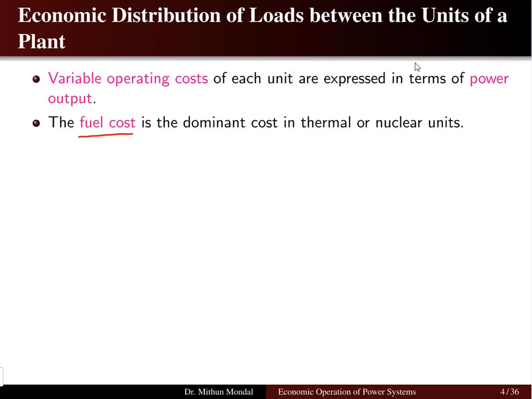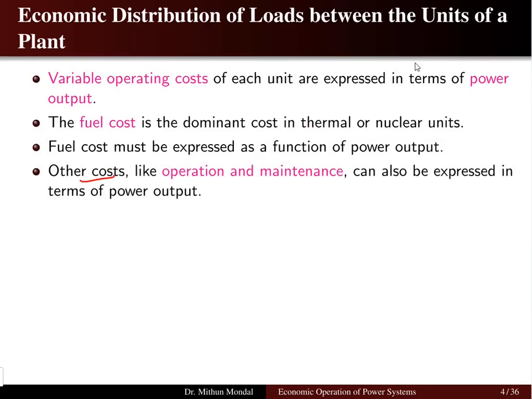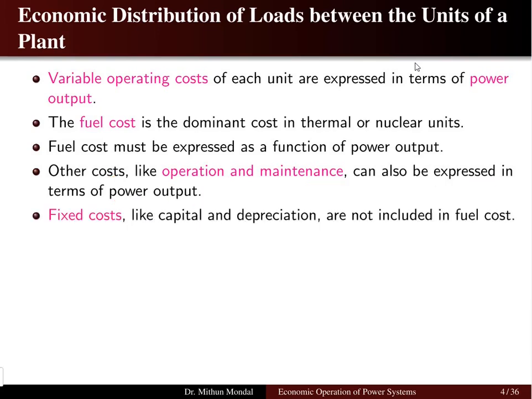The fuel cost is the dominant cost in a thermal or nuclear unit. Fuel cost must be expressed as a function of power output. So power output and fuel cost must be related with a function. Other costs like the operation cost or the maintenance cost can also be expressed in terms of power output. Fixed costs, which are the capital cost and depreciation, are not included in the fuel cost, because the fuel costs are the variable or running costs.